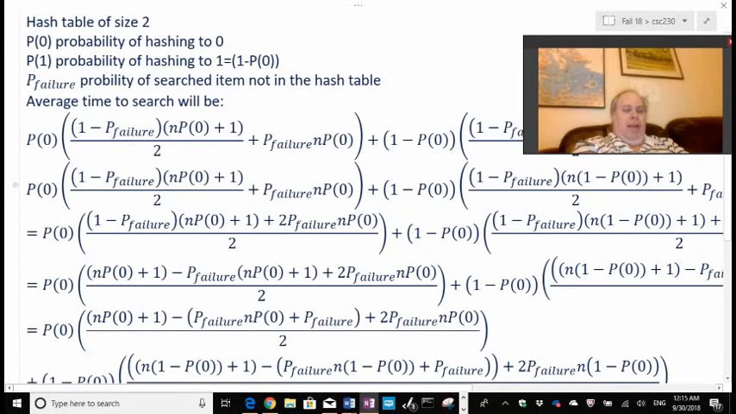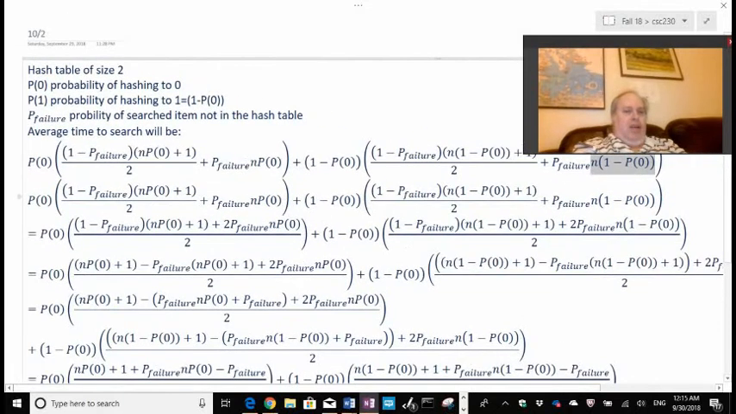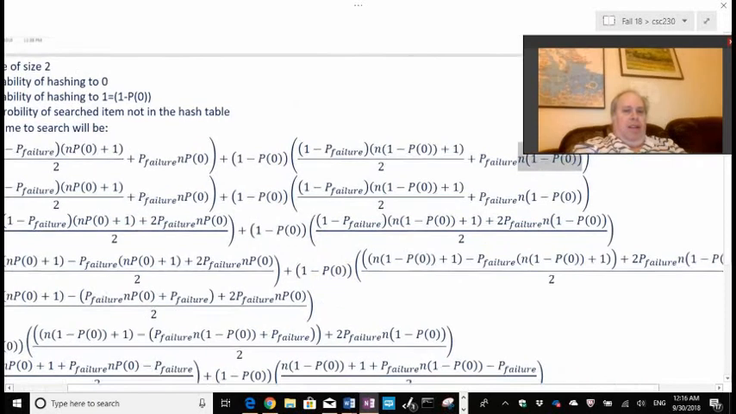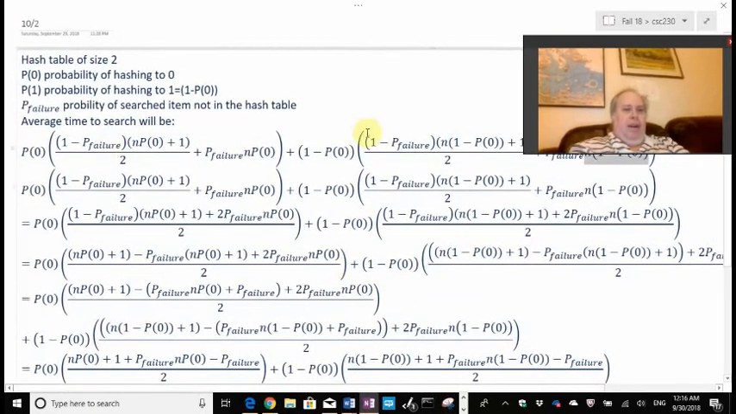The whole point is we're not going to gain by sorting, we're going to gain by building a sufficiently large hash table. Now we're doing a small one, size 2. So now I'm going to do a bunch of algebra on this. I repeat this formula. That was just a review. I'm going to repeat the formula now and do some combining of like terms.